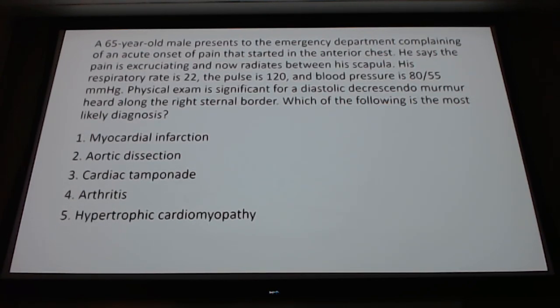All right. A 65-year-old male presents to the emergency department complaining of acute onset of pain that started in the anterior chest. He says the pain is excruciating and now radiates between the scapula. Respiratory rate is 22, pulse is 120, blood pressure is 80/55. Physical exam is significant for a diastolic decrescendo murmur heard along the right sternal border. Which of the following is the most likely diagnosis?